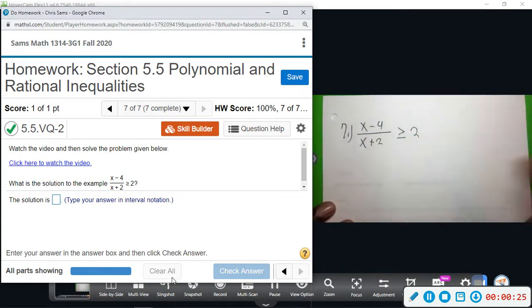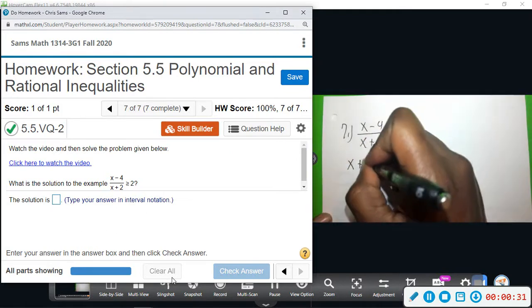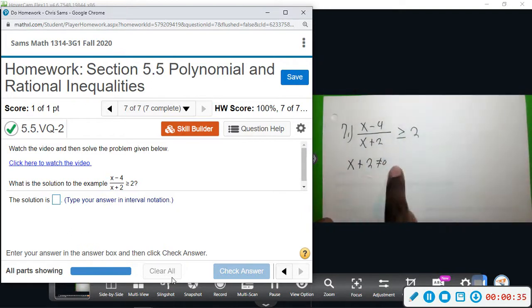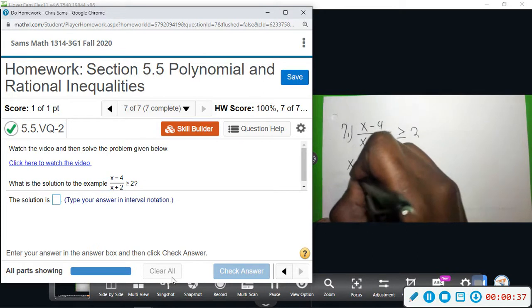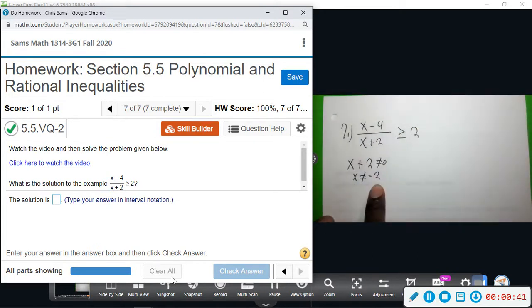Alright, so what we still have to do is figure out the critical value for the bottom, because we can't divide by 0. So x plus 2 cannot be 0. So if we subtract 2, we get x cannot be negative 2. So that's one critical value.